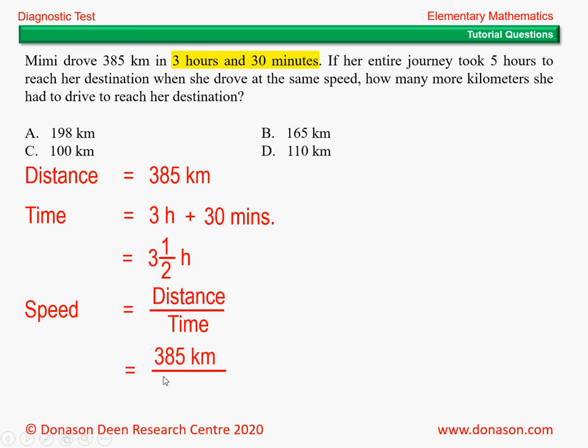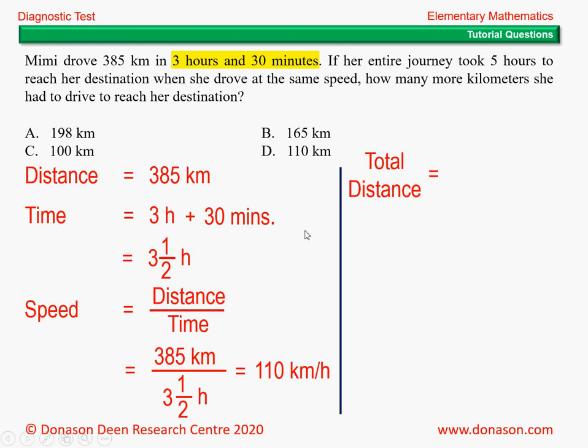Okay. So we took 385 kilometers, that was the distance she had traveled, and she had taken 3.5 hours to travel that. So we're going to divide by that, and if we divide 385 by 3.5, that should give us 110 kilometers per hour. That was her speed. Okay, so we have already gotten her speed.